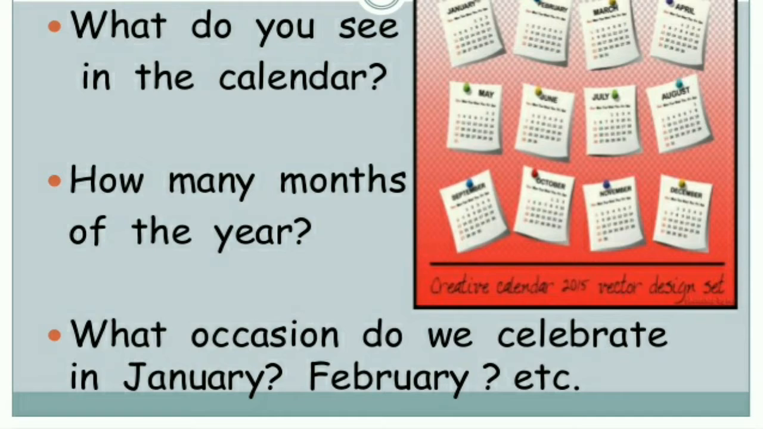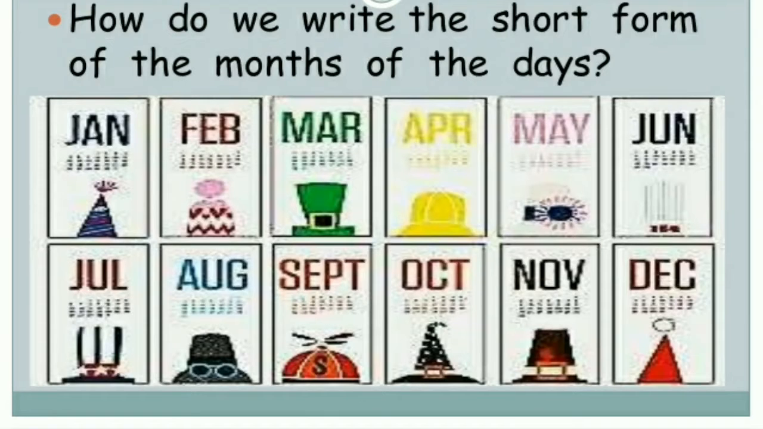We celebrate Kite Flying Day in January. Then in February we celebrate Valentine's Day. So these are the occasions we celebrate in January and February. Then next, how do we write the short form of the months?